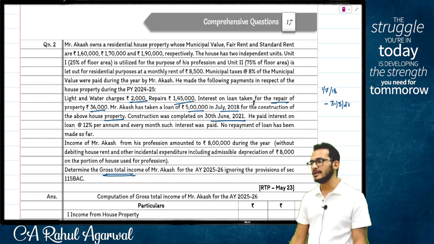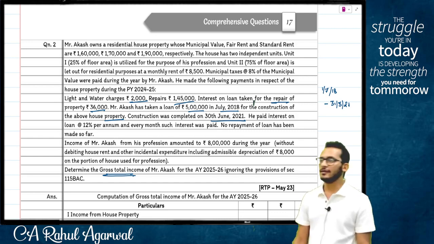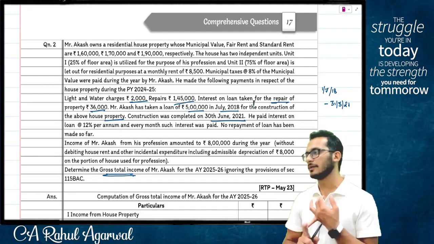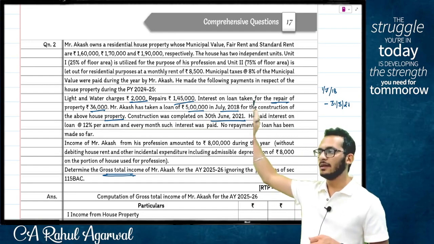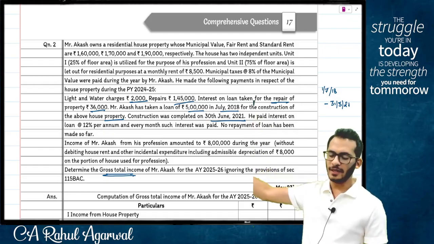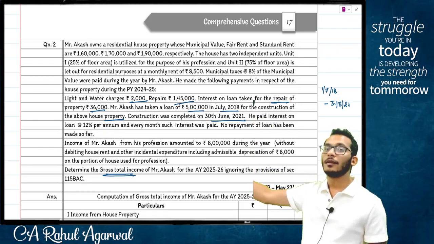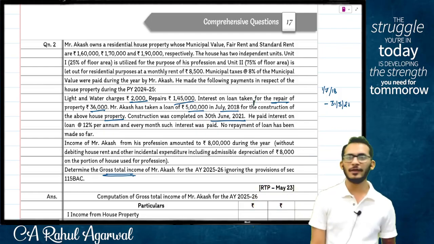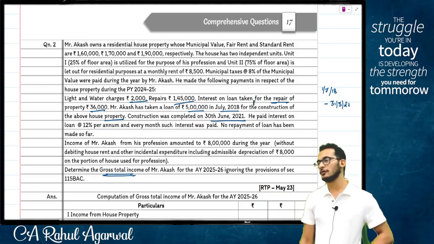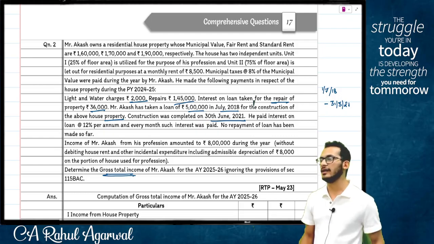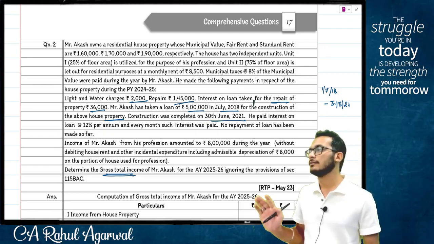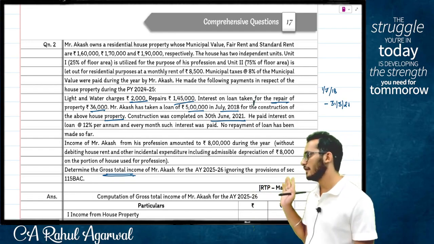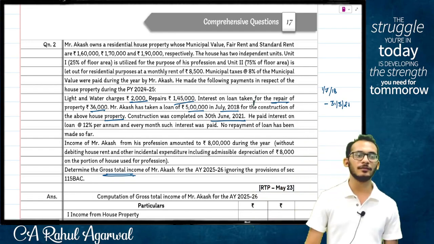You're required to compute the GTI. Yes or no? Yes. So what and all will happen in PGBP, people? In PGBP, I'll get some claims. Claim number 1, municipal tax. Claim number 2, light and water, repairs, interest on loan, pre-construction interest, also depreciation. All these amounts will be allowed under my PGBP. But also notice the fact that even though I am having AR lower than ER, it does not affect my PGBP. It affects only my HP. So that is how the allocations will work.